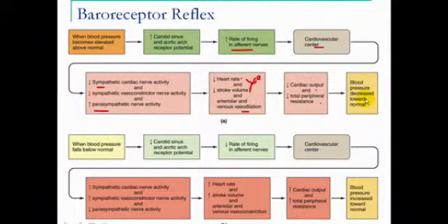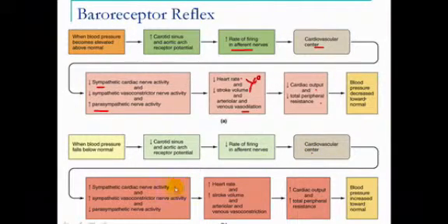Now let's look at the other side of this reflex. Let's say your blood pressure drops. I stand up, my blood pressure plummets. Therefore, the baroreceptor will detect that drop in pressure. It decreases the firing rate of the afferent neurons, and the cardiovascular center picks up that the firing rate is lower, so it knows that blood pressure has dropped.